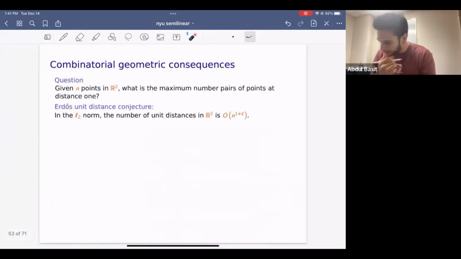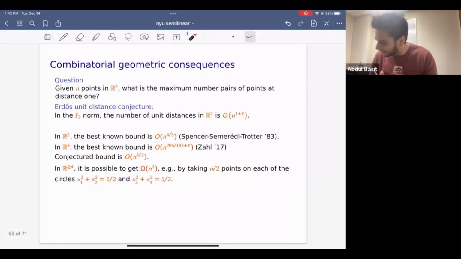Okay, so here's another result that sort of follows. It's about the unit distance question. The earliest unit distance question says, in the L2 norm, what's the number of unit distances? And the conjecture is that it's almost linear, n to the 1 plus epsilon.